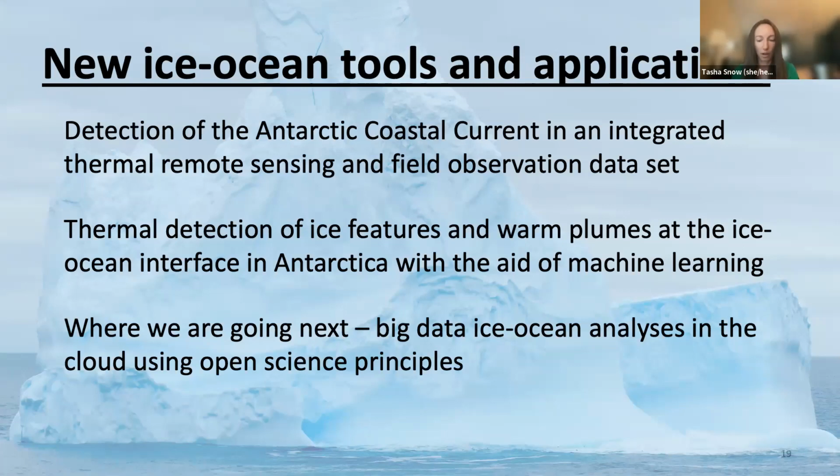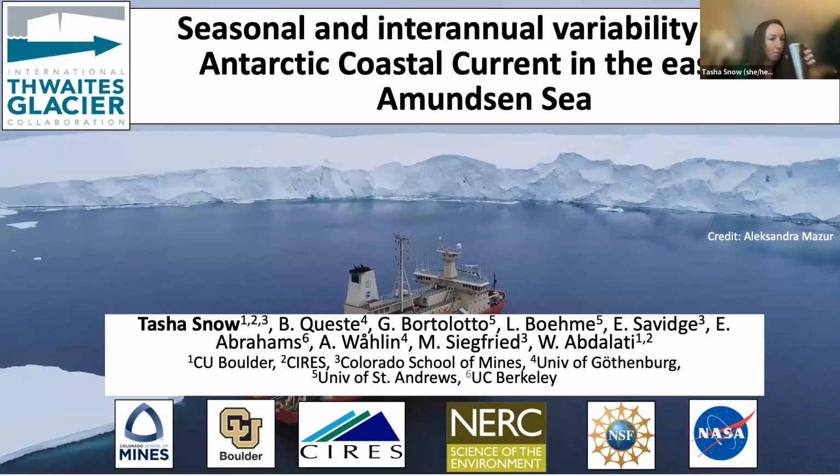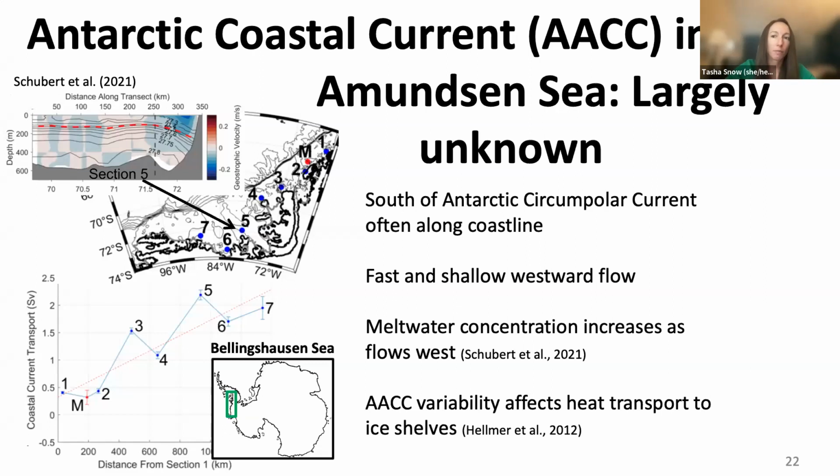So starting out with the Antarctic Coastal Current work that we have. This project is looking at the seasonal and interannual variability of the Antarctic Coastal Current in the Amundsen Sea. So this is West Antarctica. And the coastal current is really important. We have very little understanding of where the coastal current is around Antarctica. There have been very few measurements.